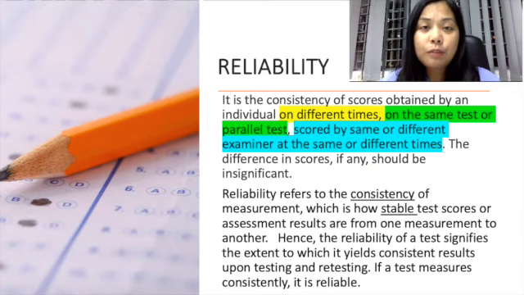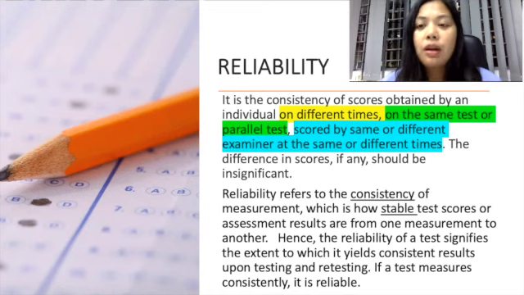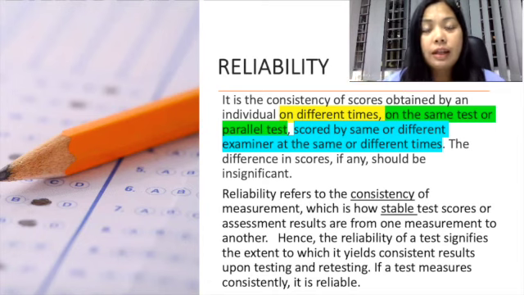A person is said to be reliable kung hindi siya nagbabago sa bawat panahon. Siya ay masasabing maaasahan mo at anytime and anywhere. Ganun din yung test, guys. So, reliability is the consistency of scores obtained by an individual on different times on the same test or parallel test scored by the same or different examiner at the same or different times. So the difference in scores, if any, should be insignificant.